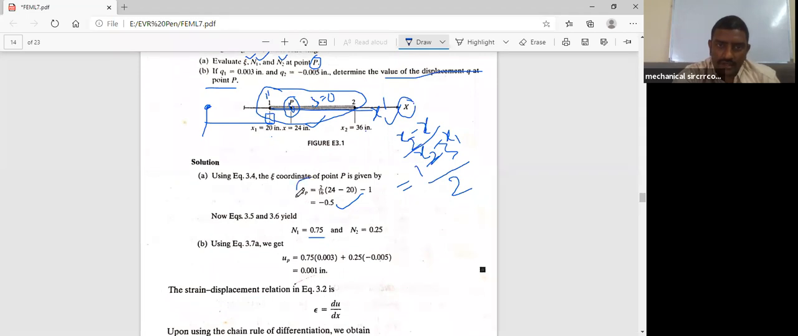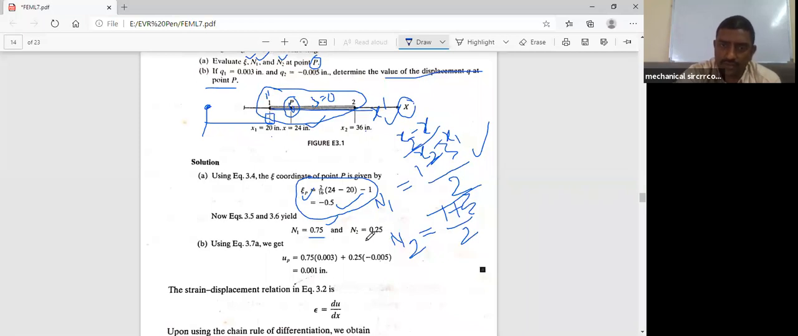I have already found the J value at point P, so to find N1 I took the shape function in natural coordinates. So 1 minus (minus 0.5), that is 1 plus 0.5, 1.5 by 2. So 1.5 by 2 is equal to 0.75. So N1 is 0.75. Now the N2 value: it is 1 plus J by 2, so 1 minus 0.5 by 2, that is 0.5 by 2. So N2 is 0.25.